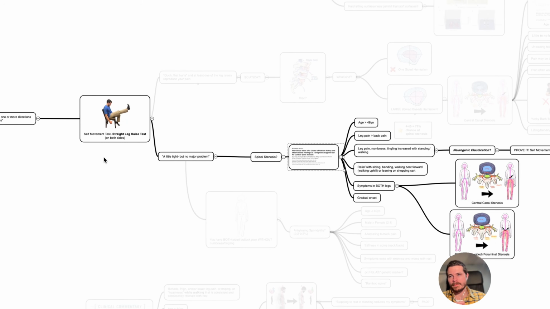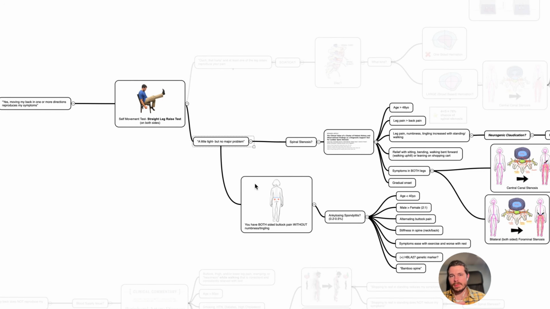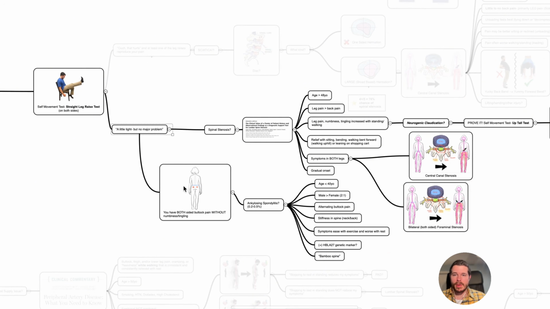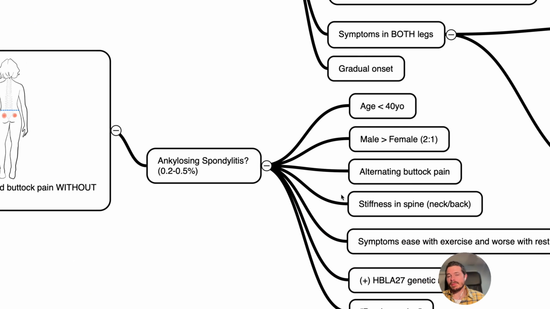So, bending the back reproduces it. Leg raise, no big deal. Spinal stenosis, maybe, maybe not. It's possible. And I thought about whether or not I should share this, but it's possible that you could have something else. Very, very rare. But let's just say you have both-sided buttock pain without numbness and tingling. Maybe it just stops there at the buttock, but it's in both sides. It's possible. I've seen this several times. This is why I added it.